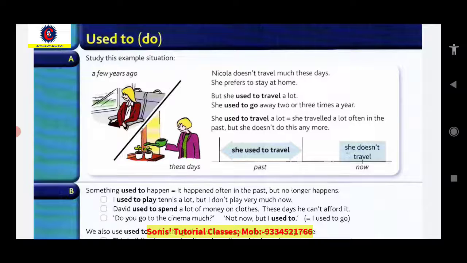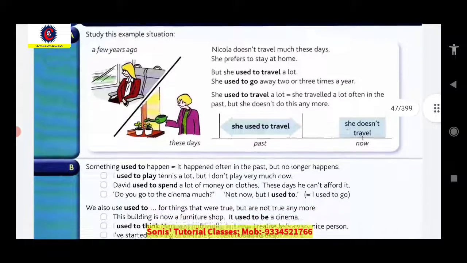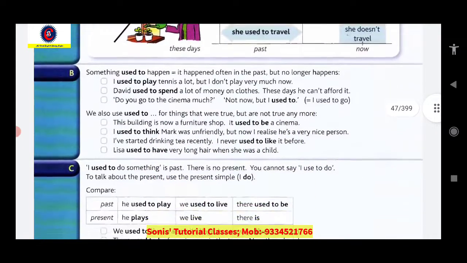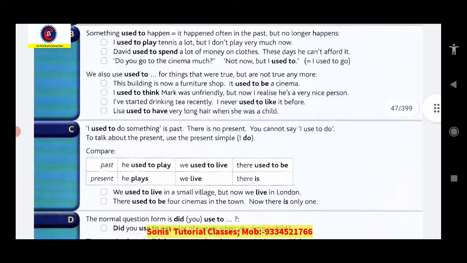But what about the past? She used to travel a lot and she used to go away 2 or 3 times a year. "She used to travel a lot" means she traveled a lot, often in the past. But she doesn't do this anymore. Did you understand? Let us discuss some more examples, okay?